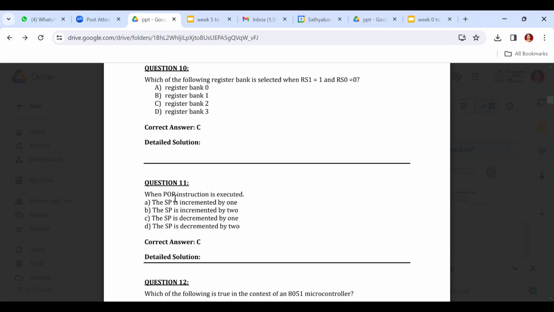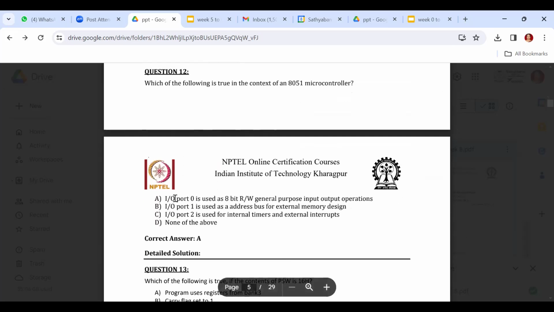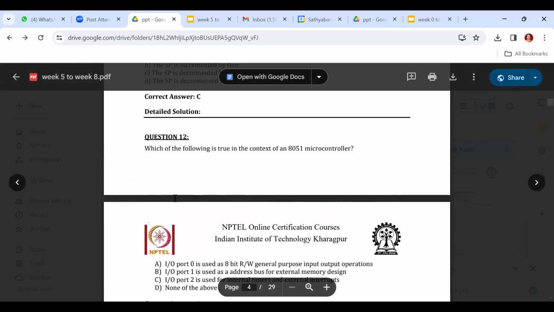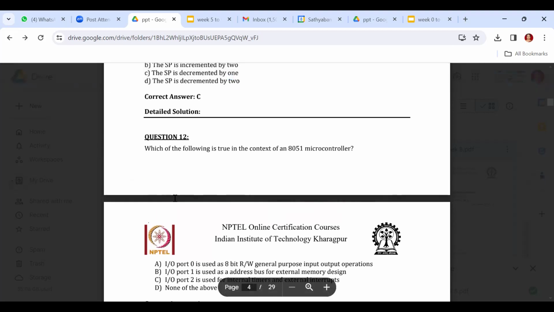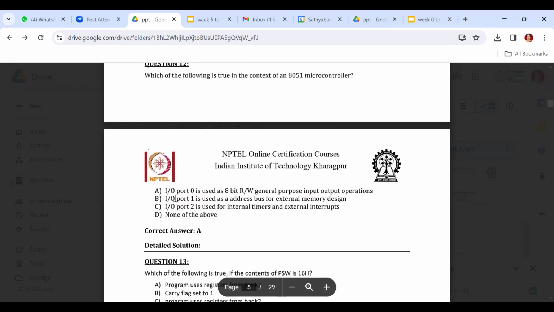Okay, so that is common. So push and pop, this is the thing. Here, push and pop, the stack pointer is always decremented by 1 in this. Which of the following is true in the context of the 8051 microcontroller?